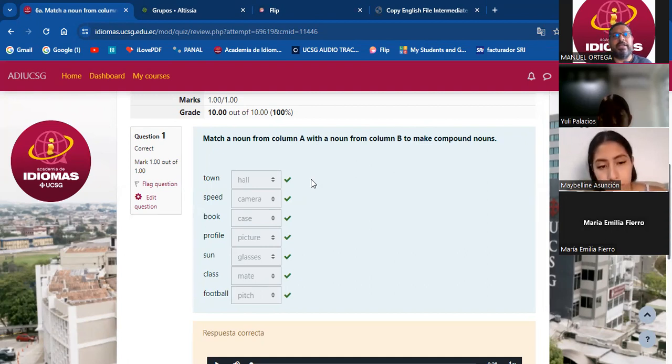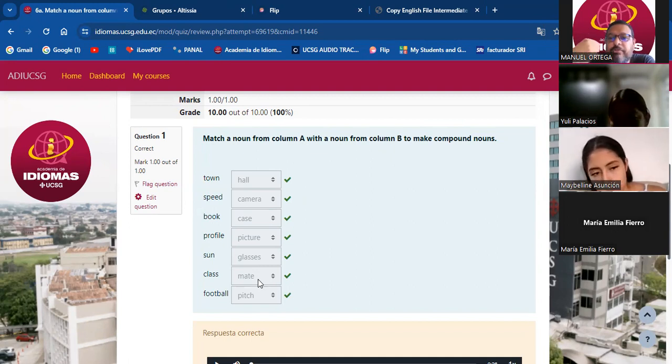Then you have book and case, the place where you put the books, un librero, bookcase. Profile picture, profile and picture is la foto de perfil. Sun and glasses, together, gafas. Class and mate. This word mate, if you use it alone, is similar to buddy, to friend. When you find the equivalent of pana, there you have it, mate.